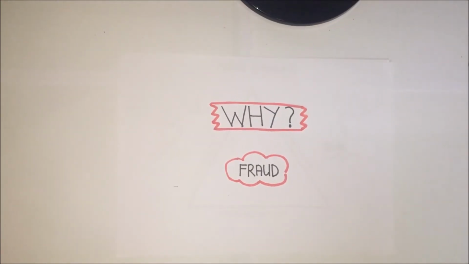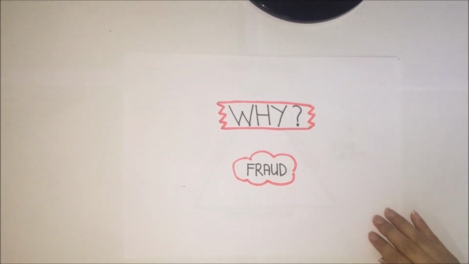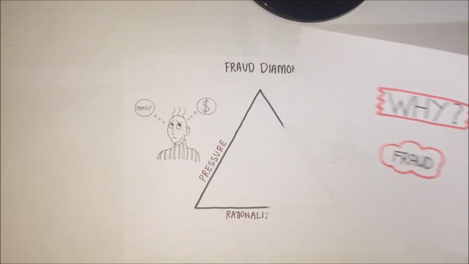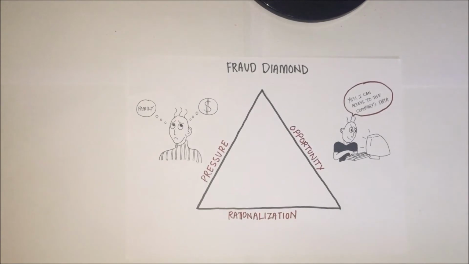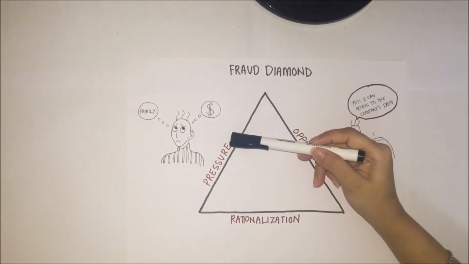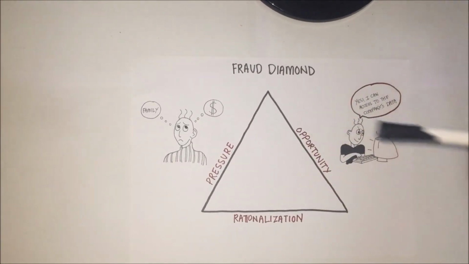Why people commit fraud? While individual motivations may differ from case to case, a fraud diamond, a model developed by criminologist Donald Fraser, shows three conditions that make fraud likely. It is pressure, opportunity, and rationalization.